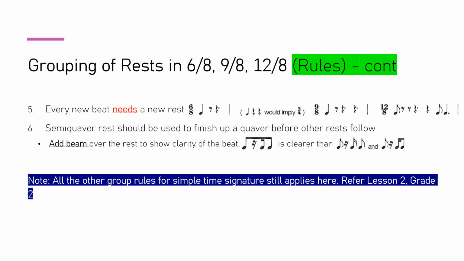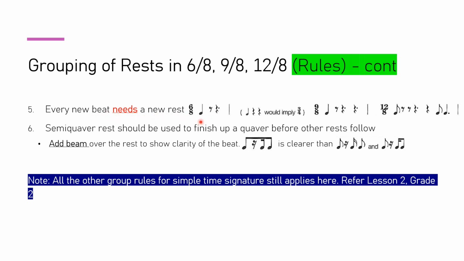And now we come to grouping of rests in 6/8. We continue with our grouping of rests in 6/8, 9/8, and 12/8. Just like what we saw in lesson 2, grade 2, where we looked at grouping of rests in simple time signatures. Every new beat needs new rests.